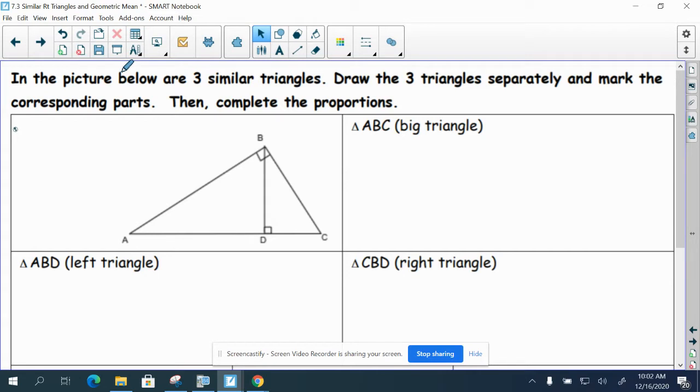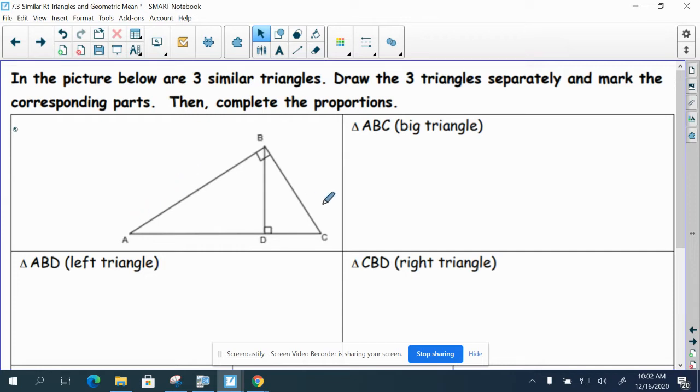All right, so here in the picture below, there are three similar triangles. We're going to draw the three triangles separately and mark the corresponding parts and then complete the proportions below. Also, I posted the lesson notes in today's folder. If you want to print them off, that might be helpful so that you don't have to draw the original triangle and some of the triangles and theorems later on in this lesson. But if not, just make sure that you're taking good notes and drawing everything accurately.